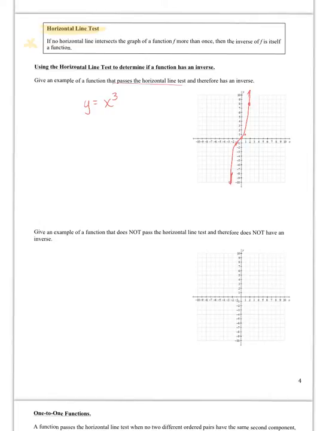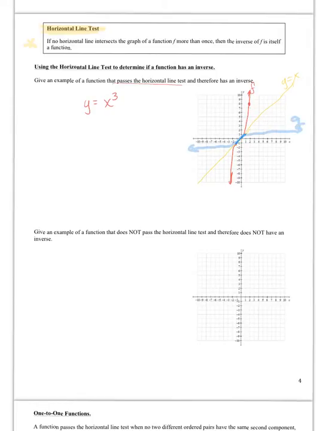can you draw a vertical line and pass through it more than once? No, so it definitely is a function. It's the parent cubic function. But the question is, can you draw a horizontal line through the graph anywhere and cross it more than once? No. So we know that the reflection across the line y equal x of f is going to be a function. And what is that going to look like? Well, it's going to look something like that.